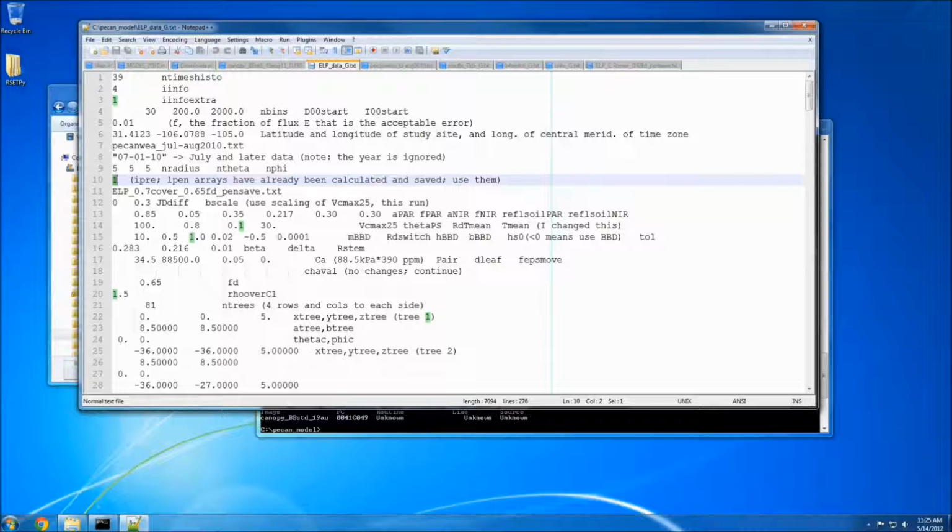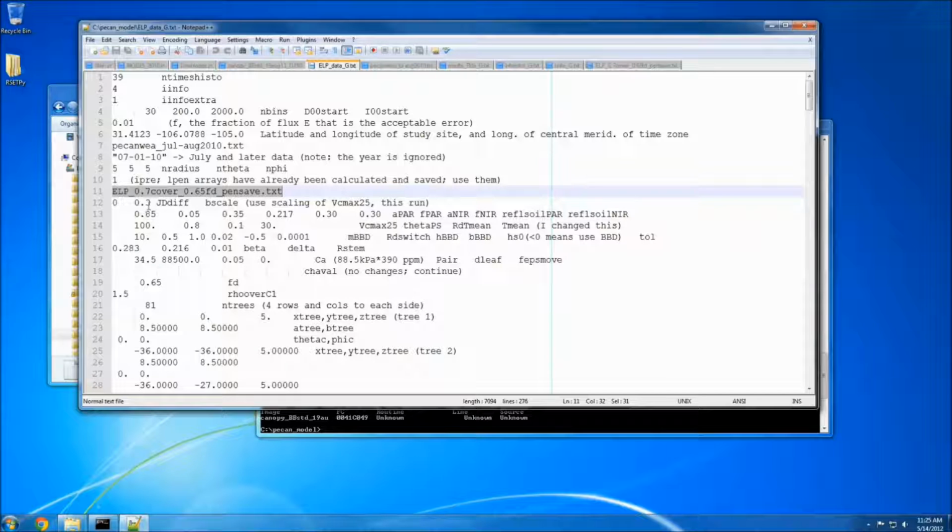I pre equals 1 means that the light penetration arrays have already been calculated in a previous run and saved. Because if you change a physiological parameter or whatever, it's not going to change the light interception. And these light penetration arrays take some time to calculate. So it can save time to have them saved from a previous run, which puts them in a file that's specified in line 11. So you retrieve that light penetration file.